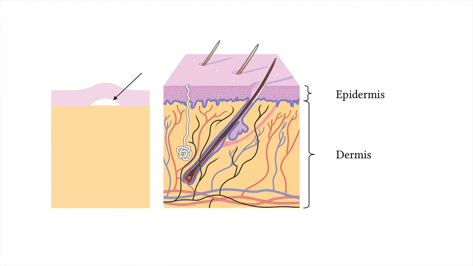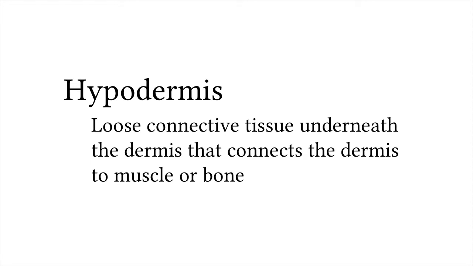There is sometimes a third layer below the dermis called the hypodermis. The prefix hypo means below or under, so it is under the skin. The hypodermis is loose connective tissue underneath the dermis that connects the dermis to muscle or bone. It is not a part of your skin.